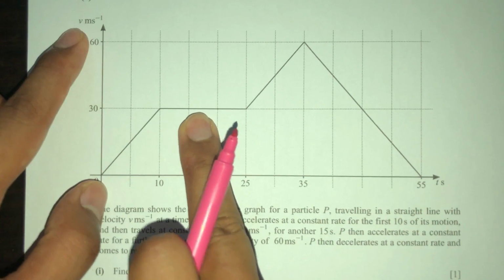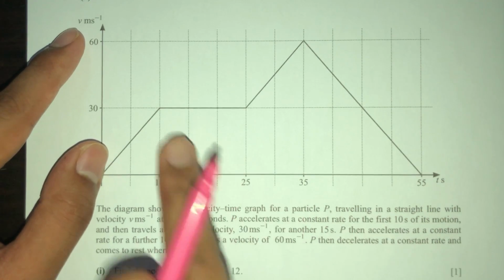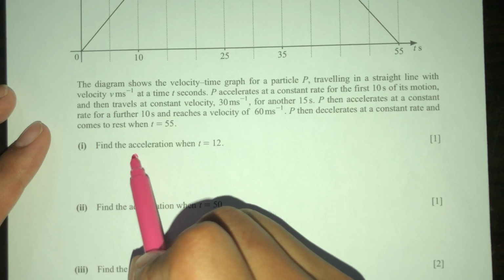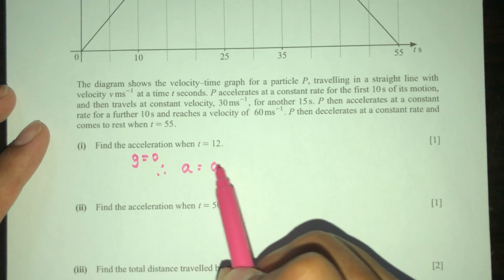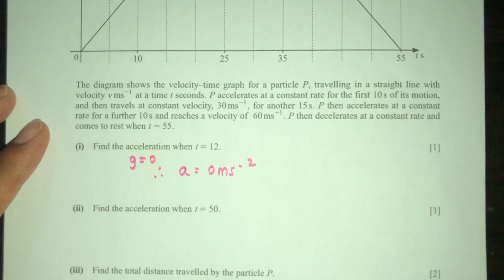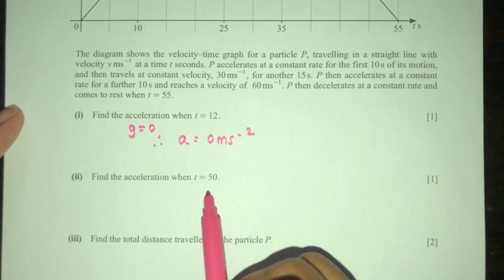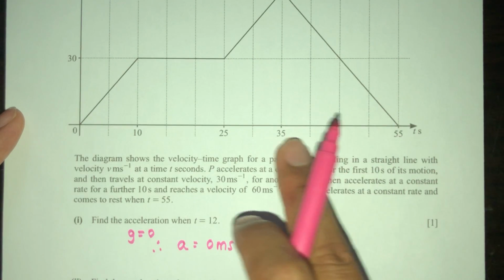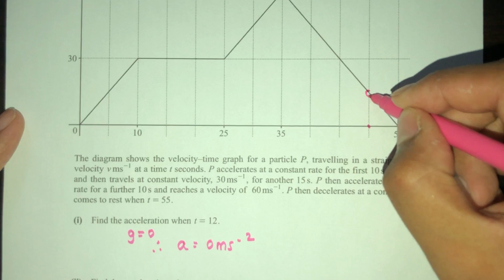So if you have a V against T graph, we know the acceleration is a gradient. Now on a flat line like this, we know the gradient is 0. So since gradient is 0, we conclude that acceleration will also be 0 meters per second square. This is part A. Now part 2, we have to find the acceleration when time equal to 50. So 50 will be right here. So we have to find the acceleration at this point.